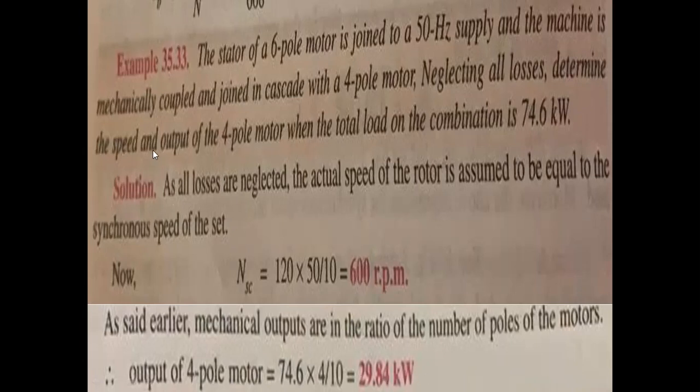So the speed is 600 rpm, and the output of the 4-pole motor is 29.84 kilowatts. If they ask for the output of the 6-pole motor, and they give the combination output, then in place of 4 you just write 6: 74.6 into 6 by 10. Then you will get the output of the 6-pole motor.